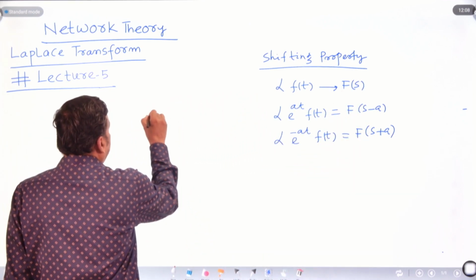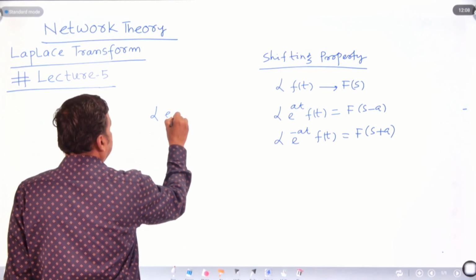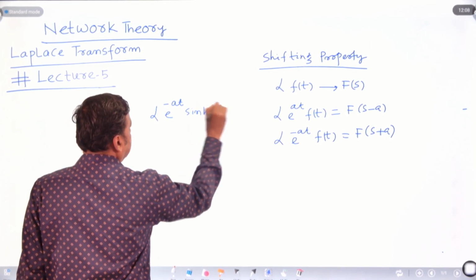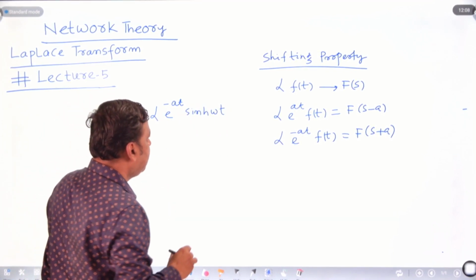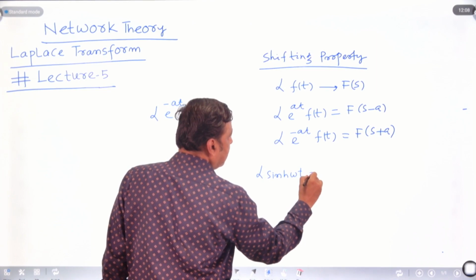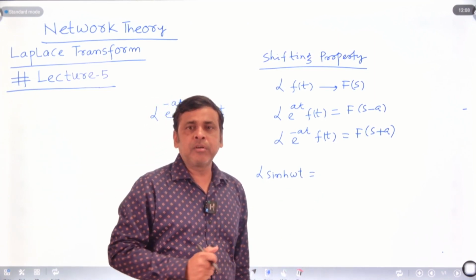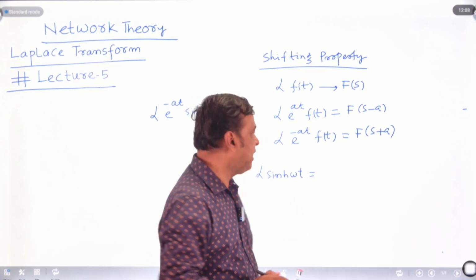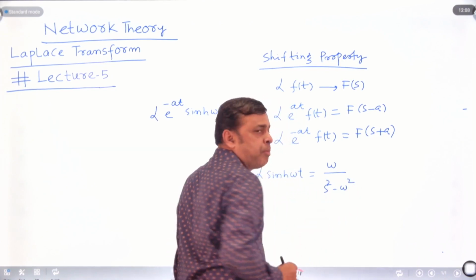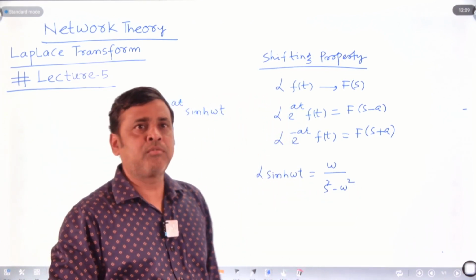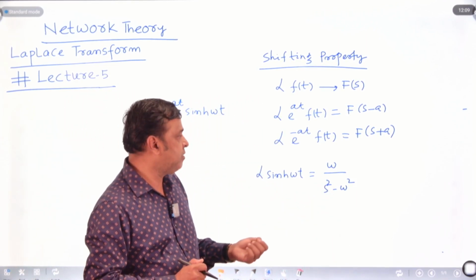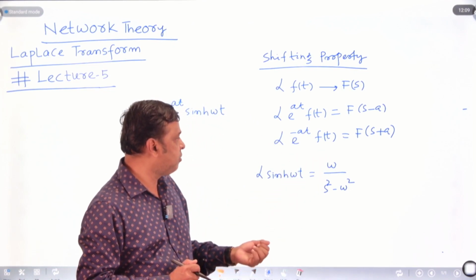So if I ask you for the Laplace transform of e to the power minus at sinh omega t, a hyperbolic function: the Laplace transform of sinh omega t is how much? If it is a sine term, the numerator must be omega, and the denominator is s square minus omega square for a hyperbolic function. If it is sin omega t or cos omega t, the denominator must be s square plus omega square. So for sinh omega t, it is omega by s square minus omega square.